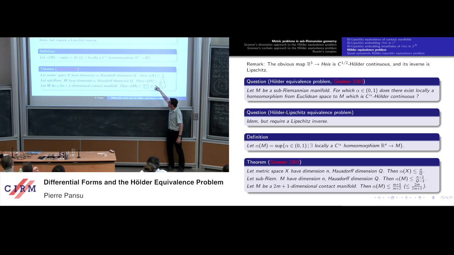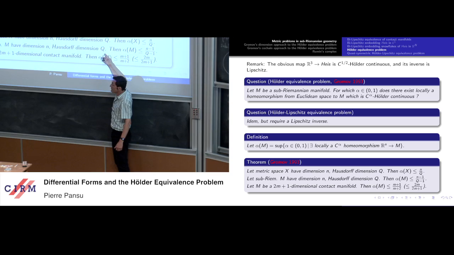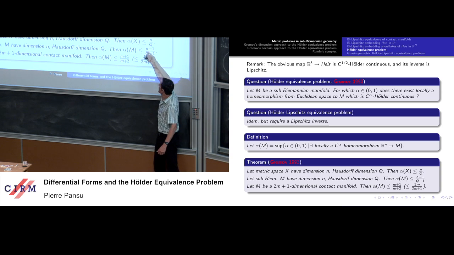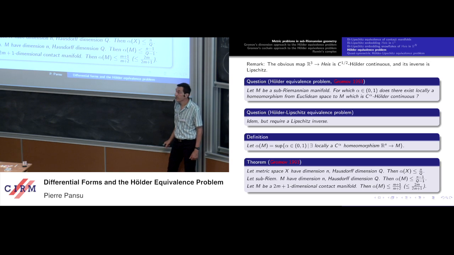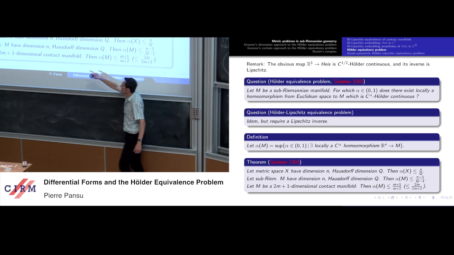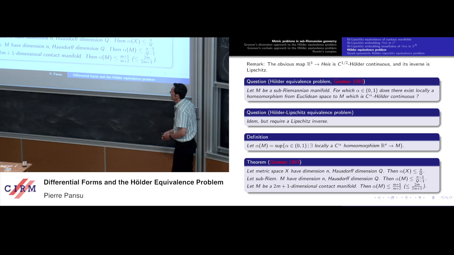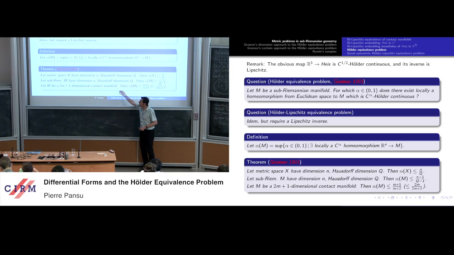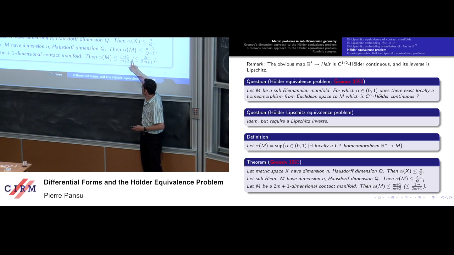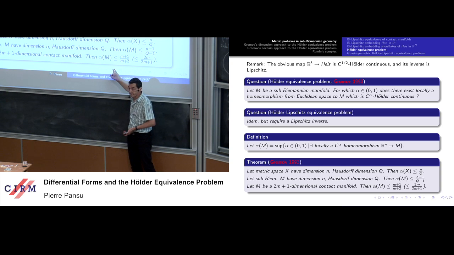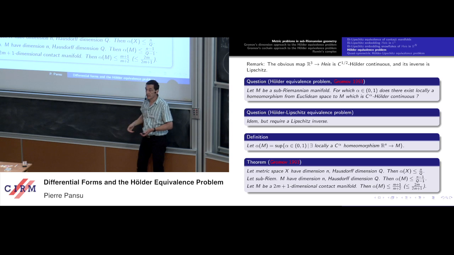Now, for a sub-Riemannian manifold with Hausdorff dimension q, Gromov gives the bound (n minus 1) over (q minus 1), which is an improvement on the previous one in a special case, the case that we are interested in, sub-Riemannian manifolds. And then for a smaller class, contact manifolds in dimension 3, 5, 7, and so on, the bound is still a bit better. So in dimension 3, these two numbers are equal, but in higher dimensions, this one is strictly better than this one. But nevertheless, this never reaches the conjectured sharp exponent of 1/2. We are very far from the conjecture.